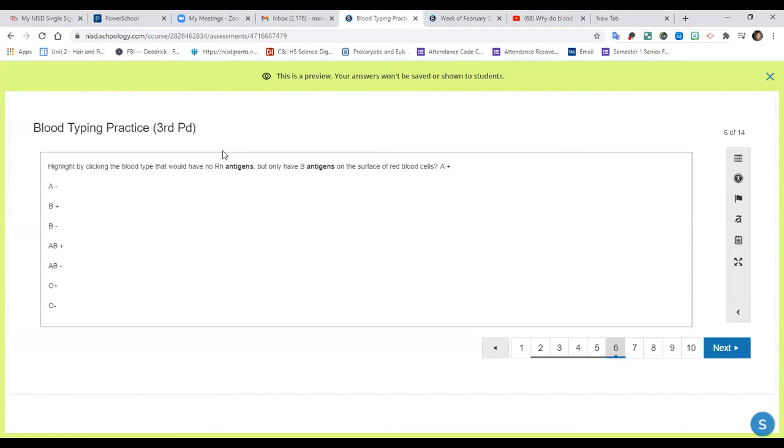On this one, it will not have A. This one only has B. Remember, the antigens determine the blood type. So if it's B, then it would just be B, one of these two. And it has no RH, so it's a negative. Okay, so it will be B, and then no RH, negative.